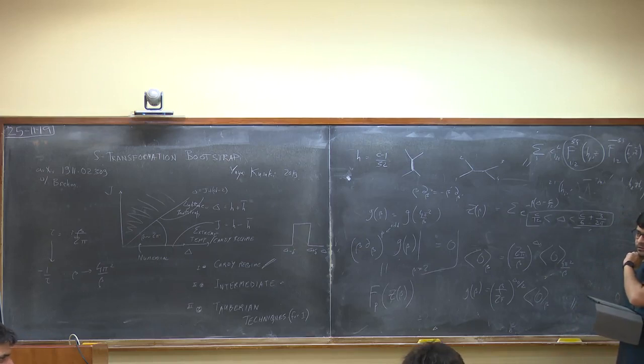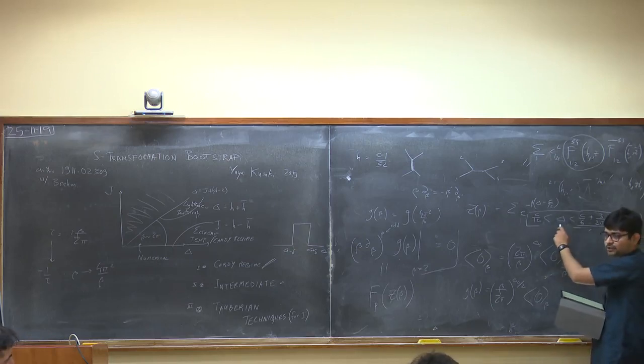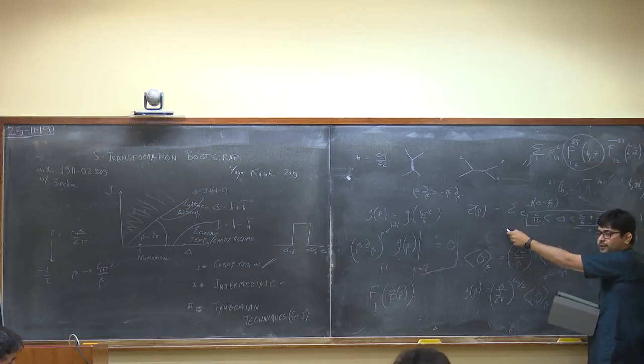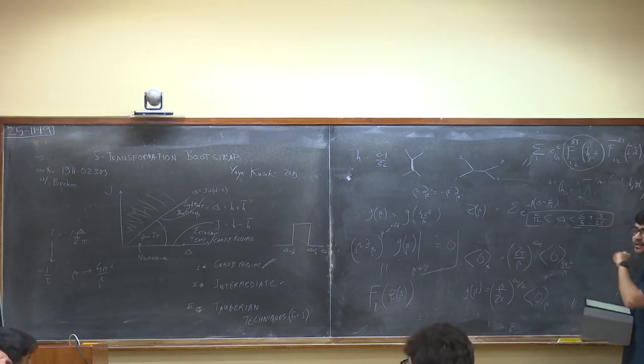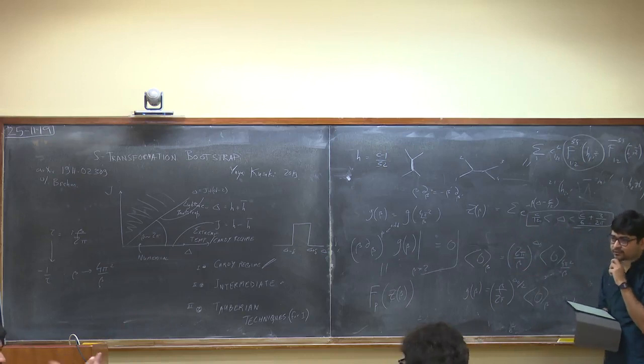C by 12 is what? No, C by 12 is not a lower bound on delta. There can be operators also smaller than C by 12. But you said there has to be an operator in this range. Where are you getting the lower bound?